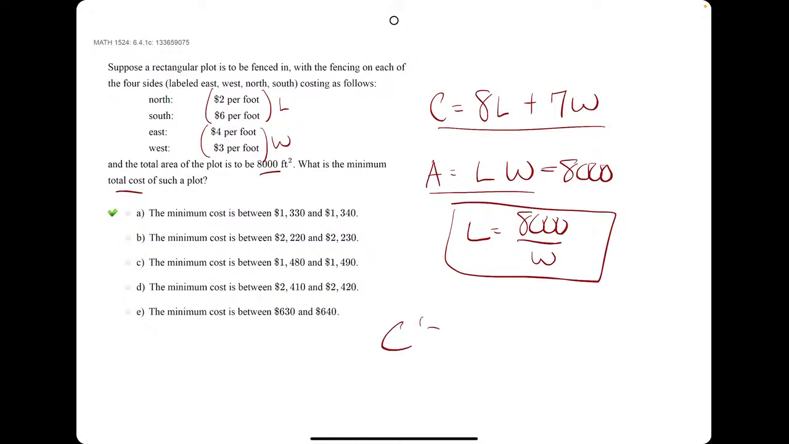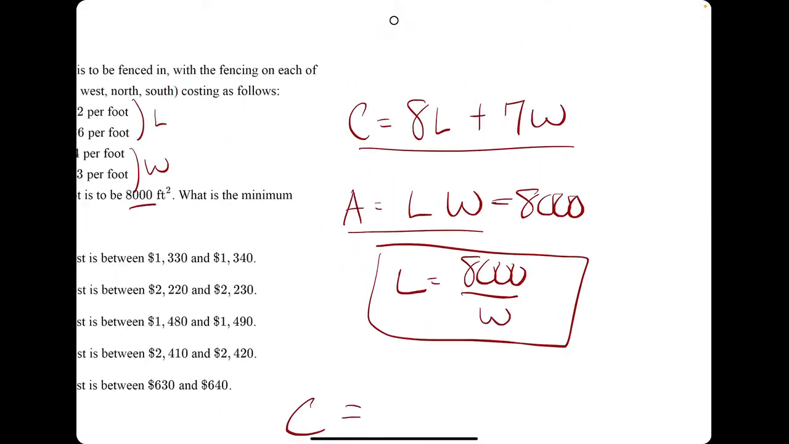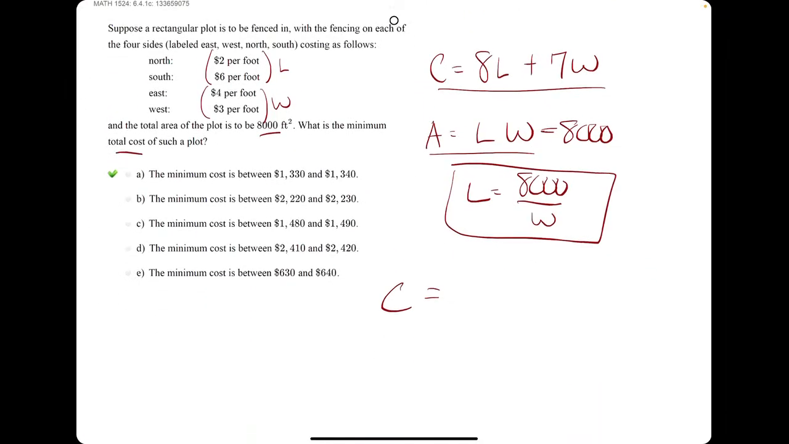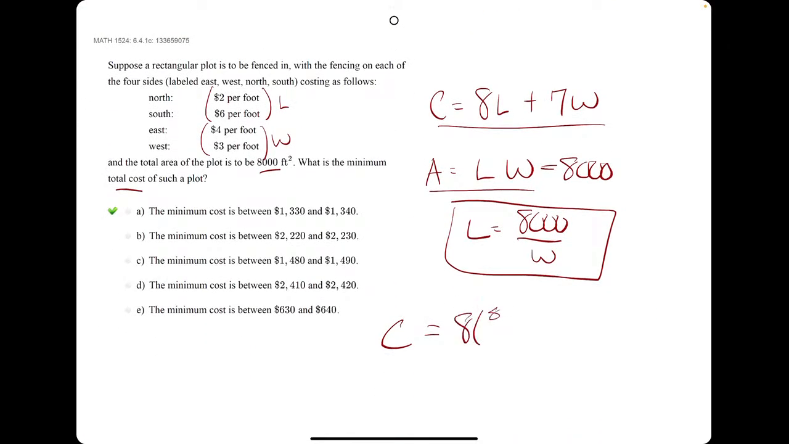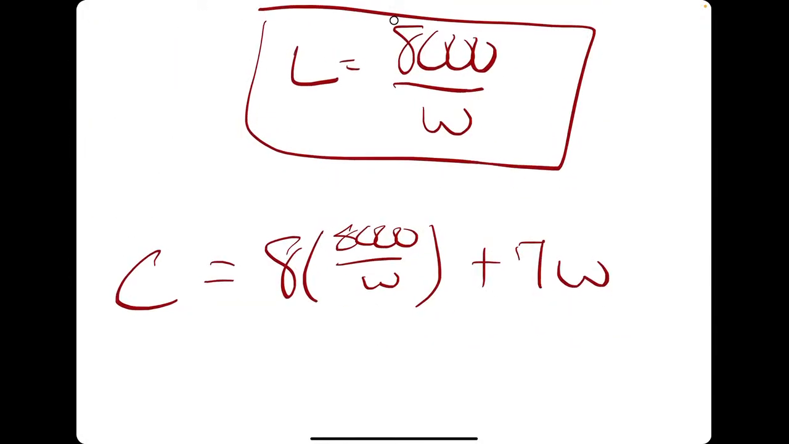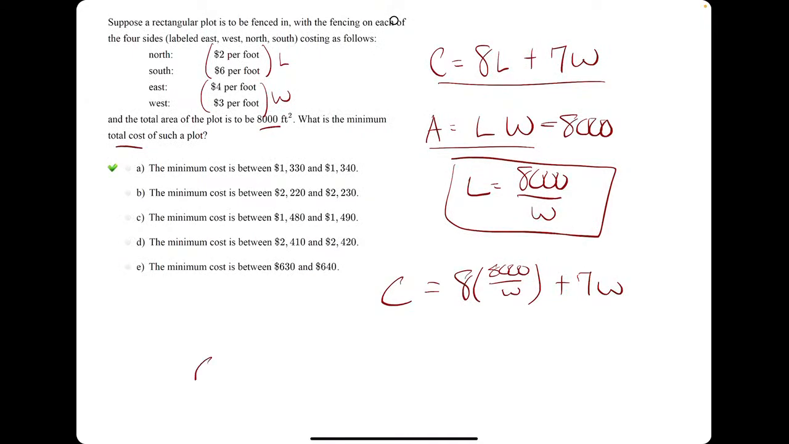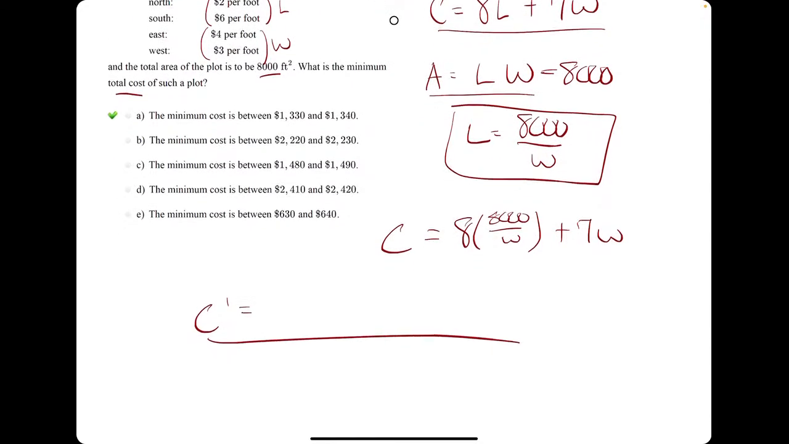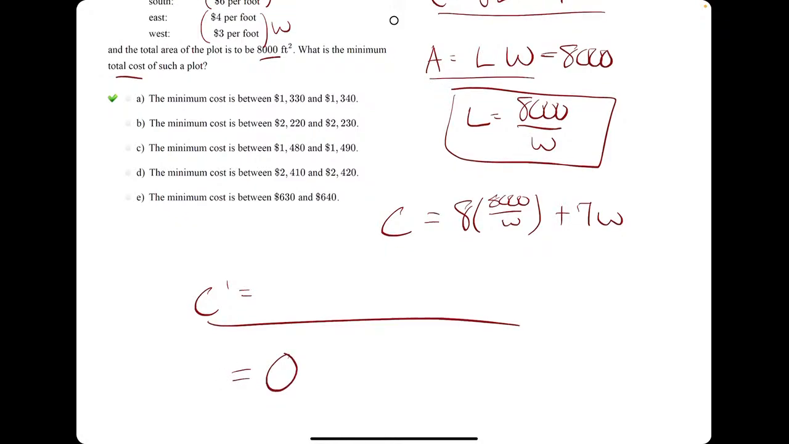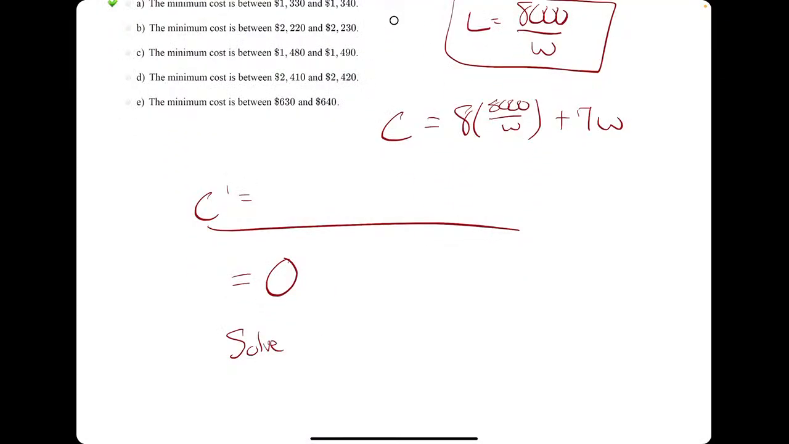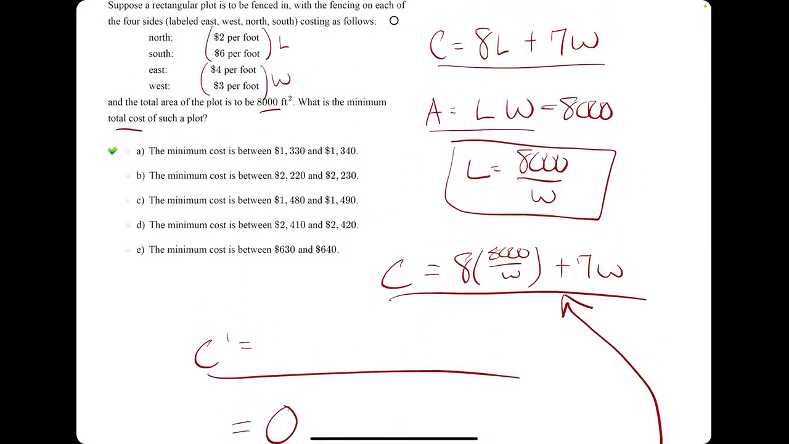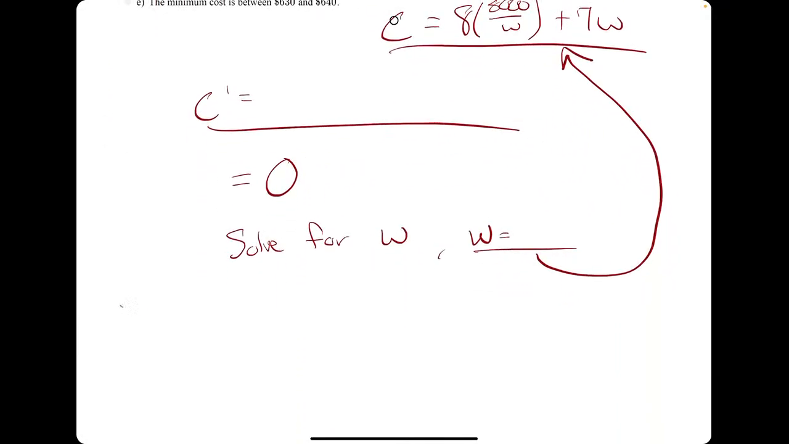So we plug in 8,000 over W in place of this L in the cost equation. So we rewrite cost like this, all in terms of W, and then the process is the same. We find C prime, we set it equal to 0, and then we solve for W, and then once we have that, we plug that W back into the cost, and that should give us our answer here. So feel free to try that one out whenever.